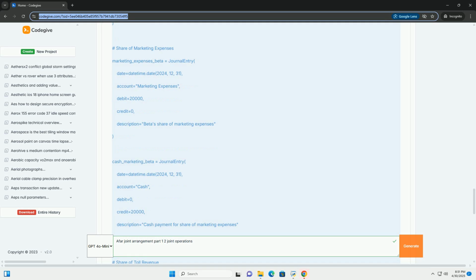6. Distributions from the joint operation. Cash distributions from the joint operation are typically treated as a reduction of the operator's accounts receivable from the joint operation, or simply as cash received that is recognized as revenue. 7. Disclosure. Joint operators must disclose the nature, extent, and financial effects of their involvement in joint operations. This includes disclosing the amount of each of the assets, liabilities, revenue, and expenses related to its interest in the joint operation.